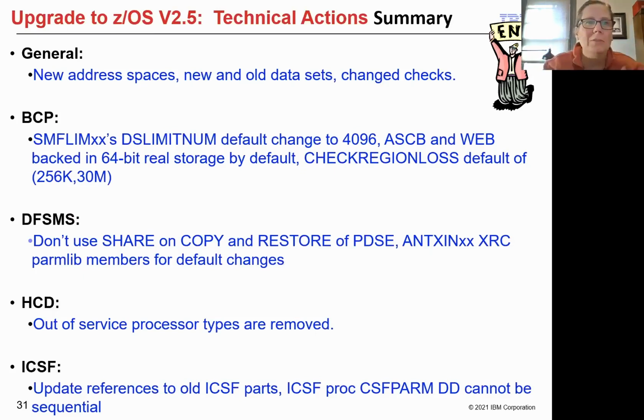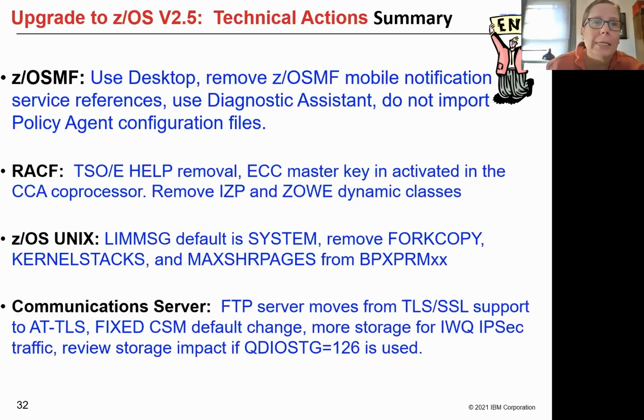So we talked about new address spaces. We talked about the BCP default changes. DFSMS was all changes that were in 2.4. HCD, do some clean out for those old processor types. Crypto has easy stuff. Just make sure that your parameter is using a PDS and not a sequential data set to specify CSF parm. Make sure that you don't reference any of those super old parts if you're going to do a recompile or a relink.